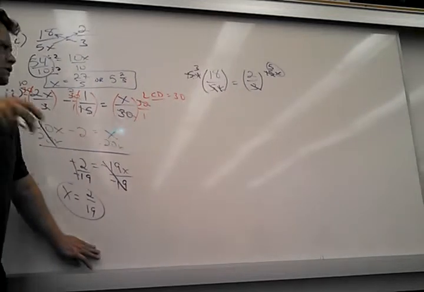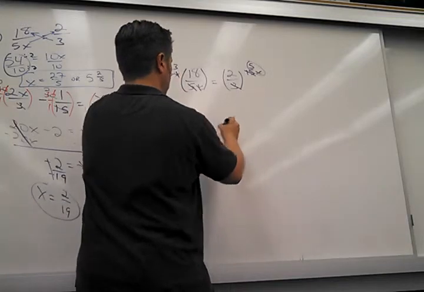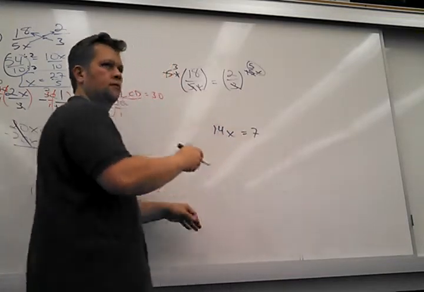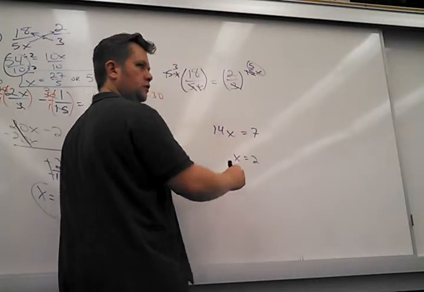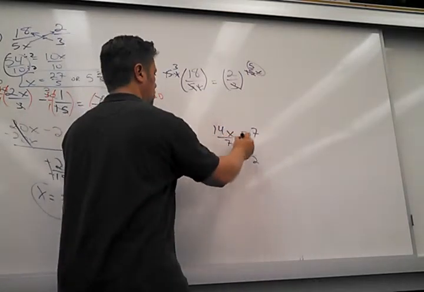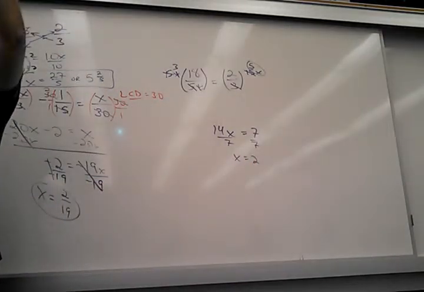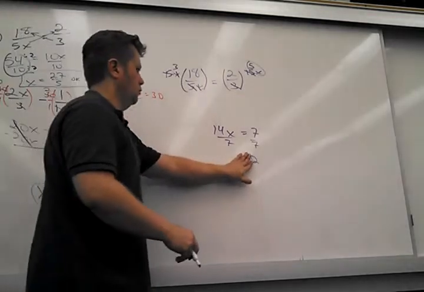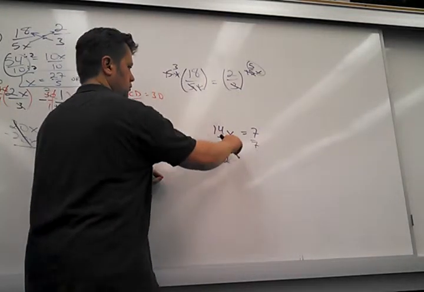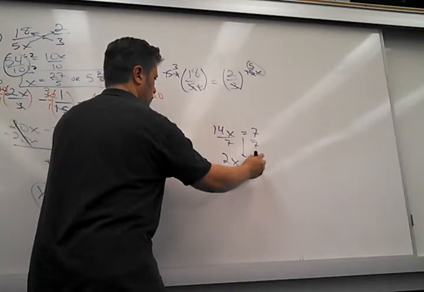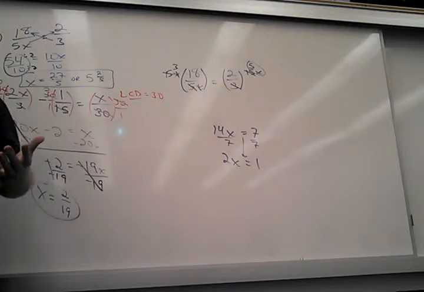So there was a problem on the test, and I did this on purpose. I had something like 14x equals 7. And I always get somebody, they don't show any work maybe, and they say x is 2. Or they do show some work and they do this, and their answer is x is 2. But I say, follow the work you just did. Where does it take you? 14 divided by 7 is 2. So 2x equals 1. Right? So you're not done then.